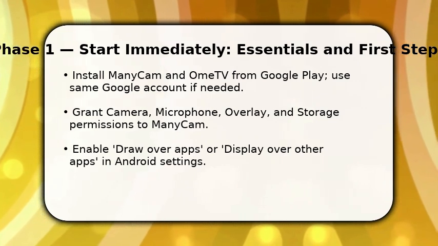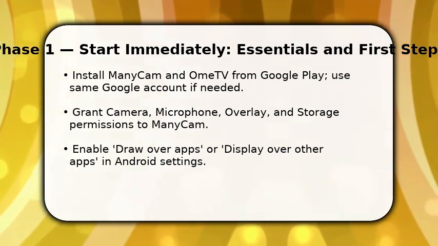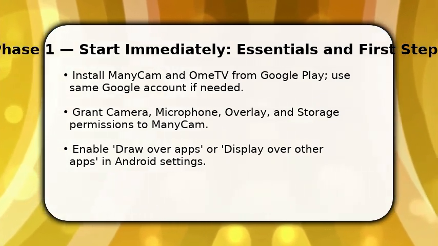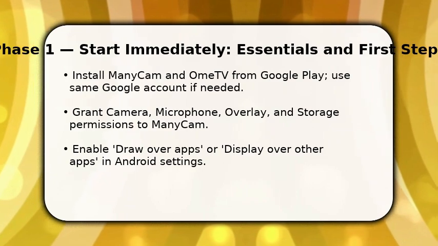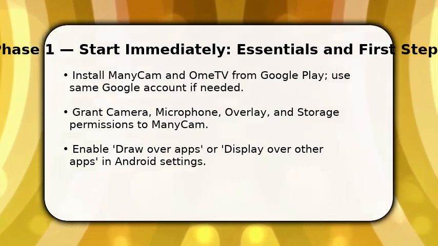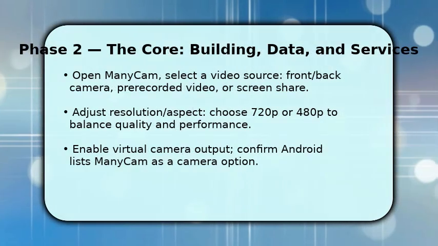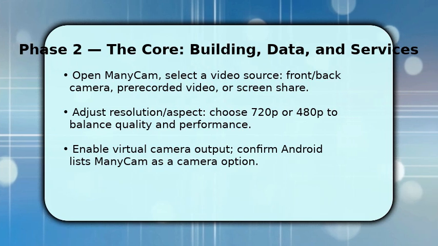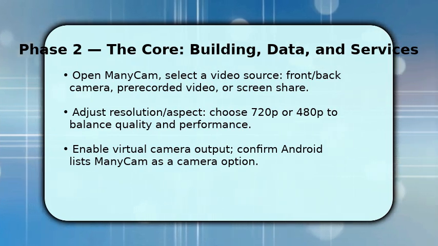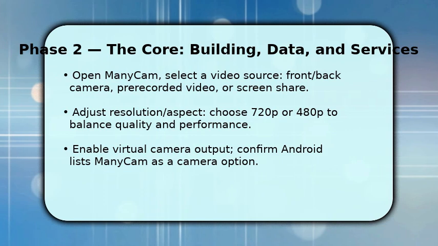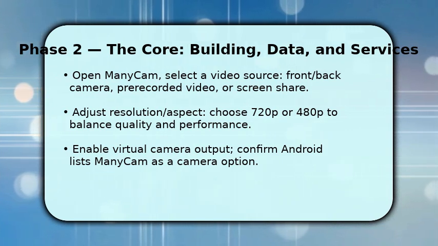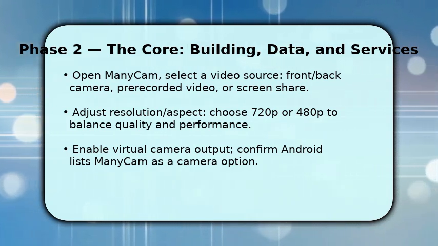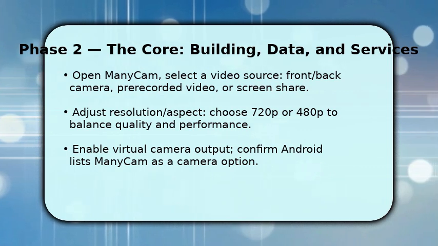Make sure battery optimizations are off for Manycam, otherwise Android may stop the background capture. Next, you set Manycam's virtual feed. Pick your source, front or back camera, a recorded clip or screen share, then resize and crop to a 16:9 ratio if Ome TV prefers widescreen. Once chosen, set resolution to 720p or 480p for stable performance on mobile.